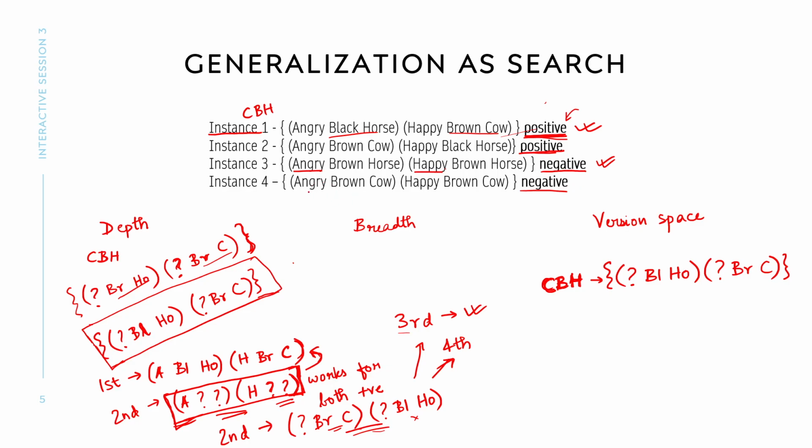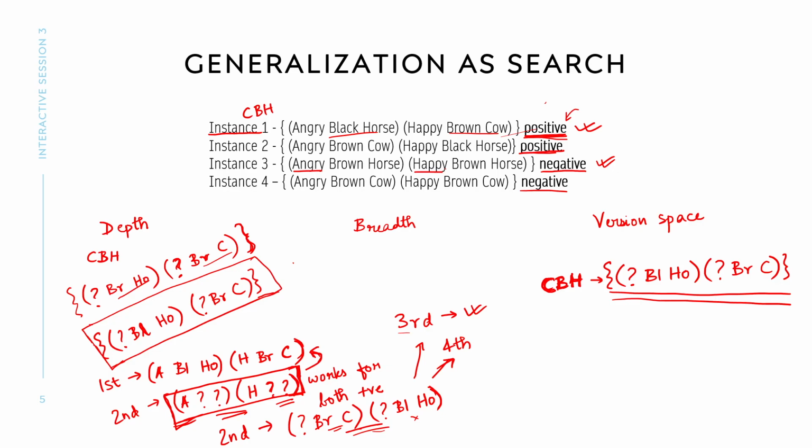Okay, so now we move to the fourth example. Thankfully, automatically it will also be classified correctly. Angry brown cow matches, happy brown cow does not match, since there is a wildcard and black horse here. So the fourth example is also correctly classified automatically. We don't need to change our CBH anymore. And finally we have our best hypothesis for these four examples, right? So this was depth first. Do you guys have any more questions?